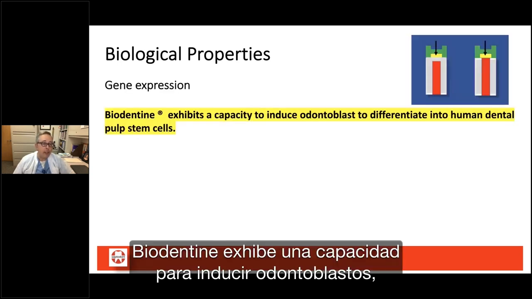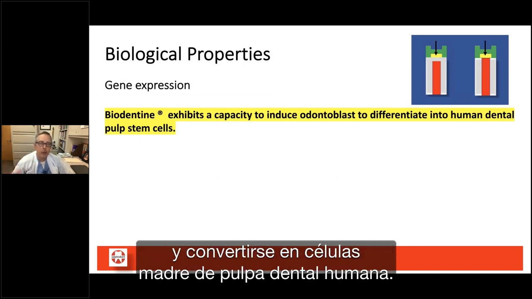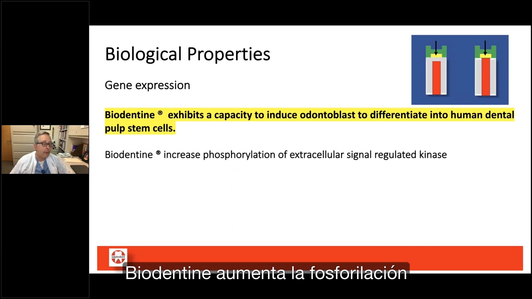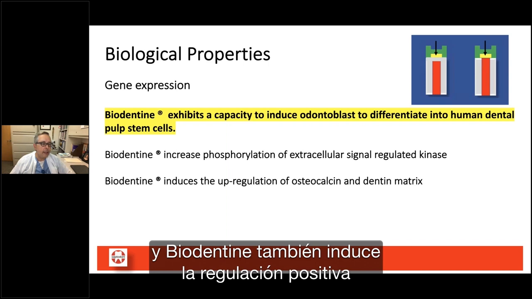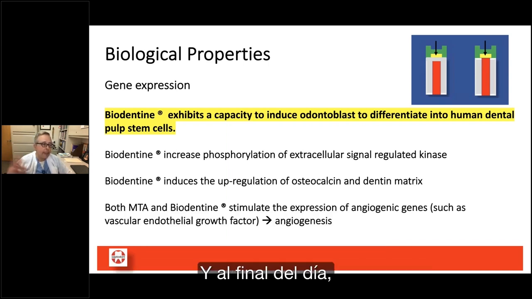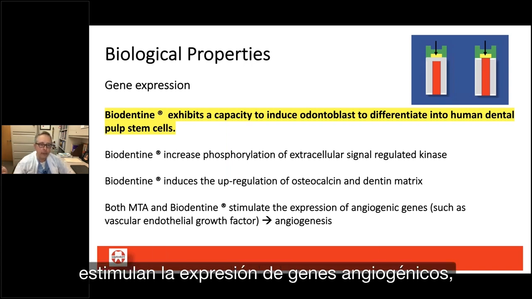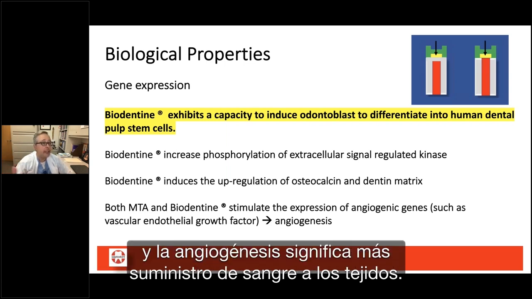Biodentine exhibits a capacity to induce odontoblasts, which are the main cells in the dentin, to differentiate into human dental pulp stem cells. It cannot be more bioactive, really, when you look at that. Biodentine increases the phosphorylation of extracellular signal-regulated kinase, and also induces the upregulation of osteocalcin and dentin matrix. And at the end of the day, Biodentine, as well as other bioactive materials, stimulates the expression of angiogenic genes, which means more angiogenesis, and angiogenesis means more blood supply to the tissues.